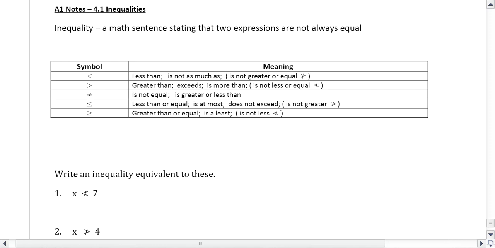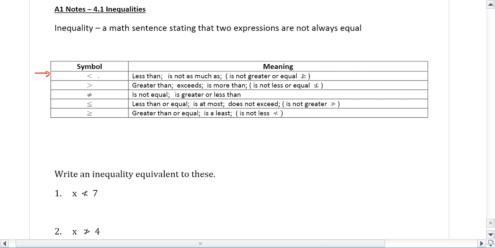This video is for Algebra 1, Chapter 4, Section 1, Inequalities. An inequality is a math sentence stating that two expressions are not always equal. They could be greater or less, or greater than or equal to, less than or equal to, all those different inequalities. So this table goes through the symbols that we use for inequalities and then their meaning, or the words.